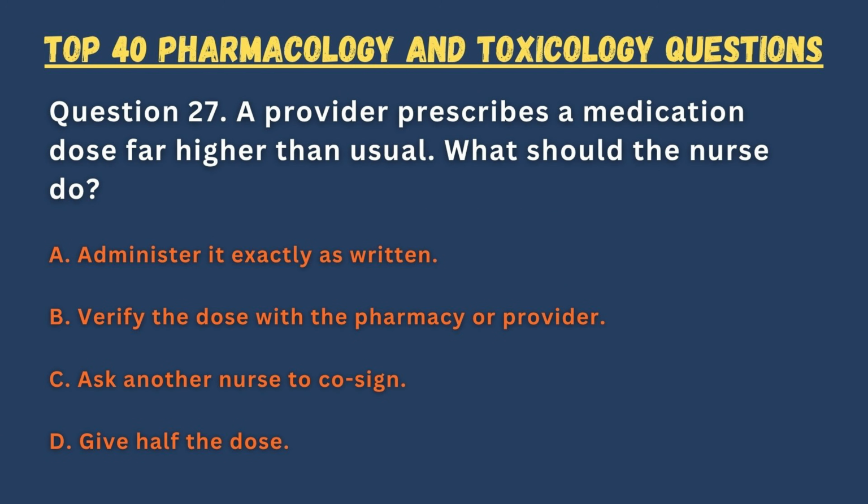Question 27. A provider prescribes a medication dose far higher than usual. What should the nurse do? A. Administer it exactly as written. B. Verify the dose with the pharmacy or provider. C. Ask another nurse to co-sign. D. Give half the dose.